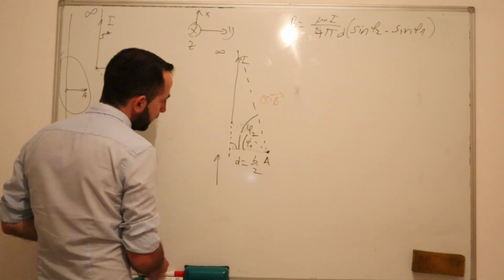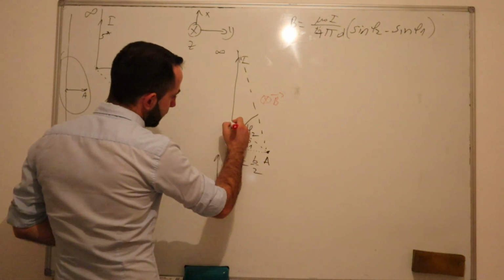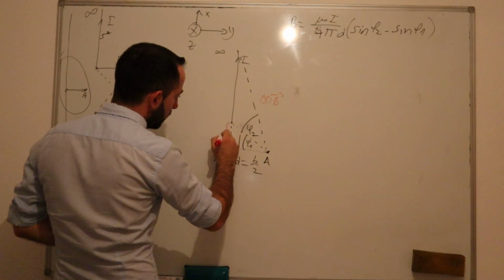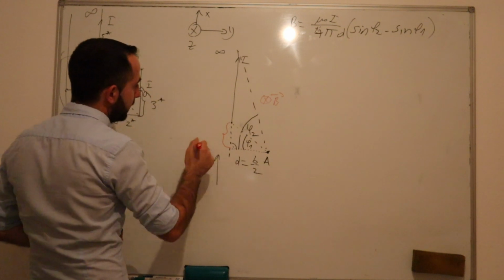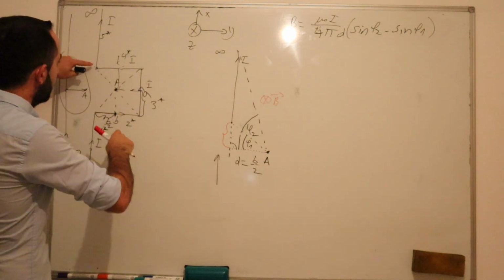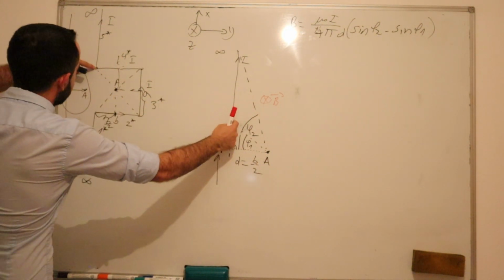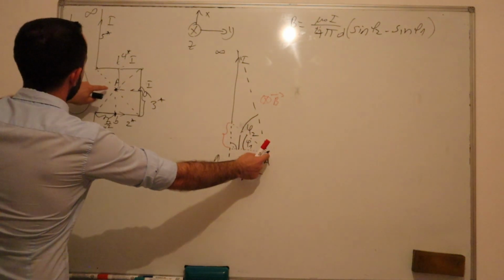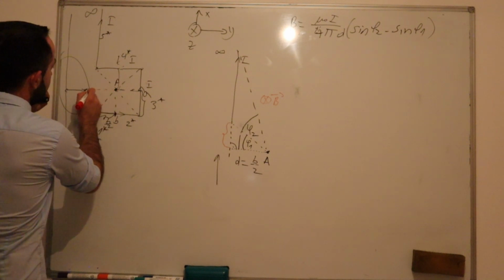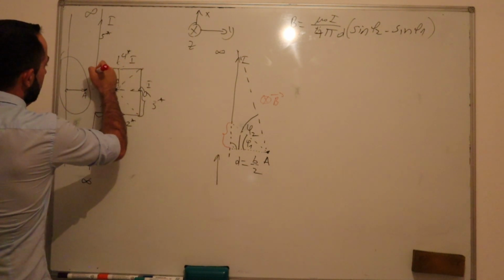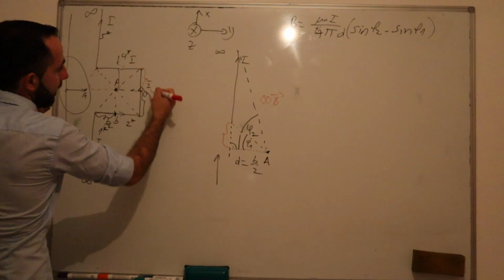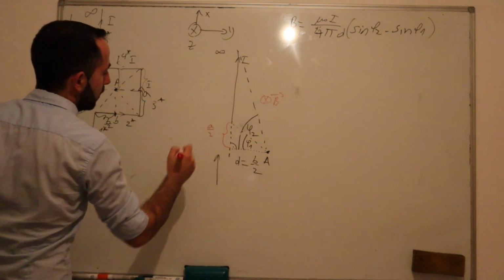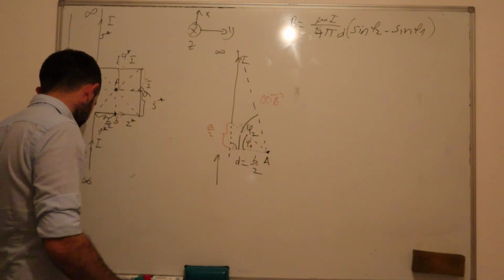Now, another thing: what is this distance? Coming back here, this is the beginning, this is my point A, so this distance is actually this here. So it is A and a half. Half of A.